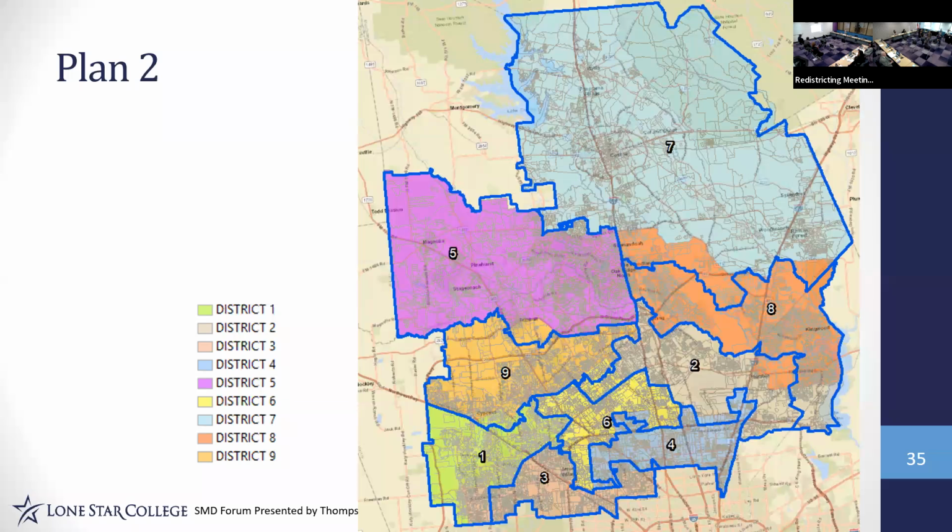Plan 2, we'll jump right into Plan 2. So again, the same idea, the colors are bleeding. It looks a little bit different because that was intentional. We wanted to see if there was more than one way to skin this cat, and we're able to do that. Let's look at the next slide.